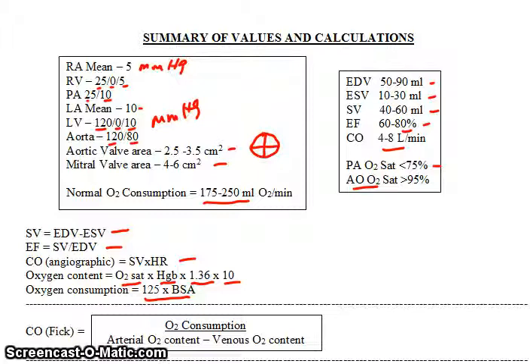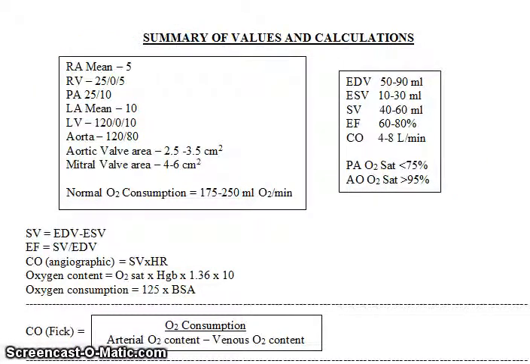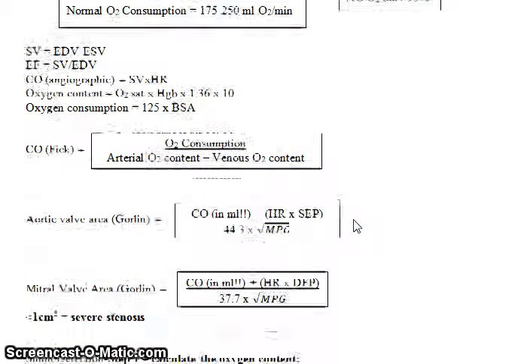So again, these up here are your normal values, and then here below are the calculations to get the values. So for example, your stroke volume, when you do a calculation, this is what you would expect to be normal, is 40 to 60 when you do this calculation. Of course, the patients that we deal with don't usually have normal hearts and normal values, but this at least gives you in the ballpark as to what a normal patient's values should be.